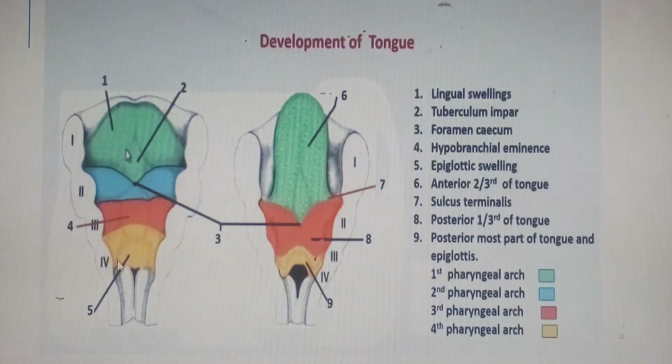Now, the one over here, which is yellow in color, will lead to what we call the epiglottis. It's still part of the hypobranchial eminence, but we can also call it the epiglottic swelling. Okay, so that is what I want you to know.